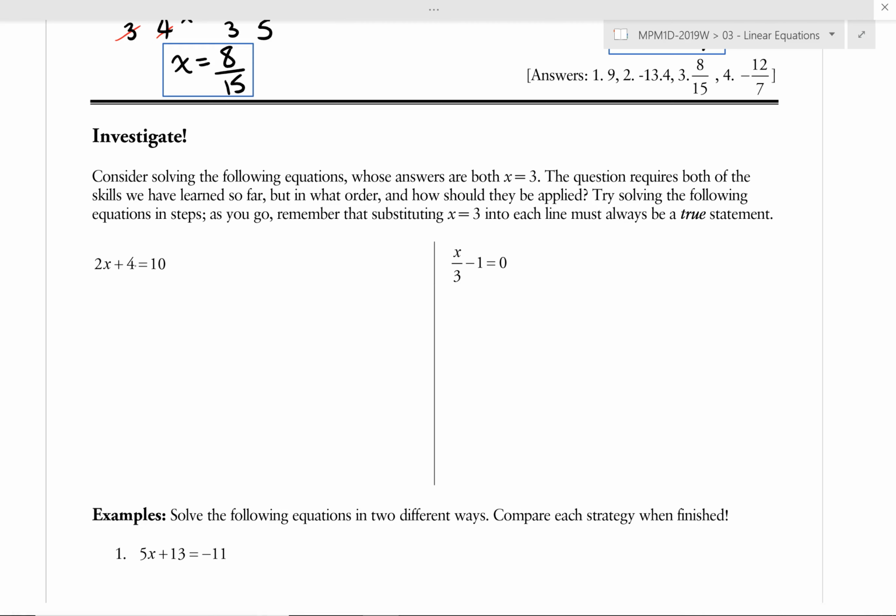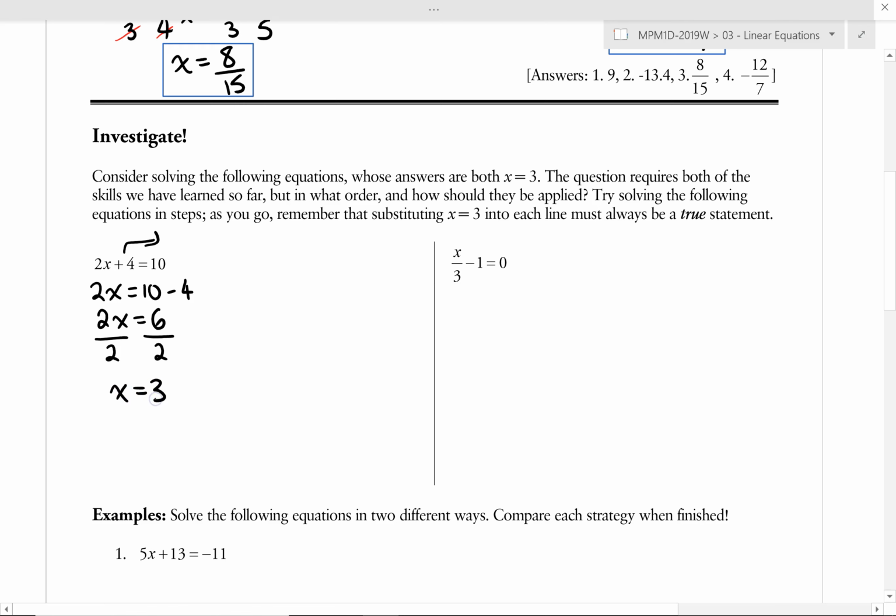Well, let's have a look at what happens when we do it in either case. So, let's start with handling our addition first. We know that this plus 4 here is causing this x not to be isolated, right? And so to get rid of this plus 4, we can literally subtract it from both sides, and we get 2x is equal to 10 minus 4, right? Or 2x is equal to 6. And then we can solve for x by dividing both sides by 2. So we get x equals 3.